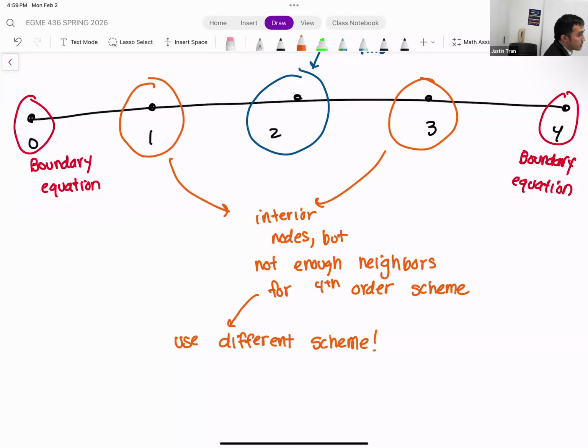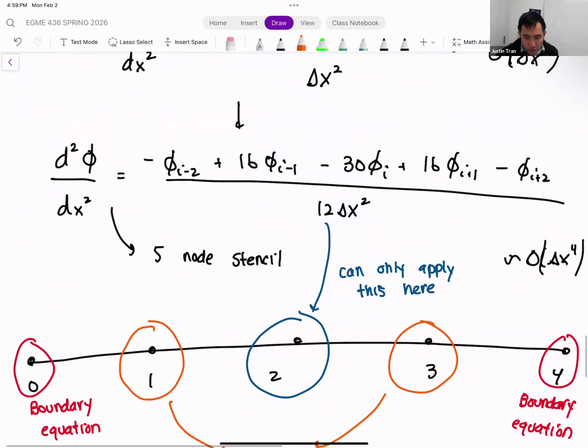Now question, yes. By neighbors, do the neighbors have to be other interior nodes? They don't have to be. The neighbors can be boundary nodes too. But for this fourth order scheme, we need two neighbors to the left and 2 neighbors to the right. For node 1, we have one neighbor to the left, which is node 0, but we don't have another neighbor beyond that. So we can't compute phi minus 2. But yes, the neighbors can be boundary nodes or interior nodes.